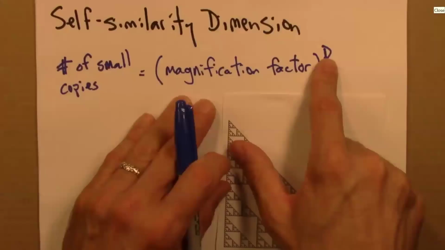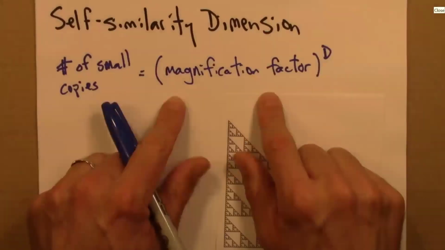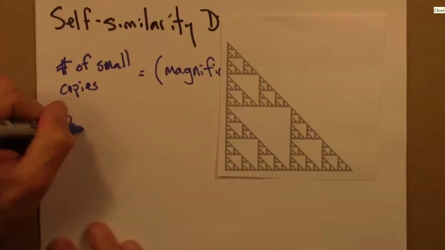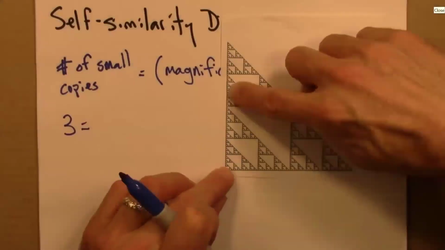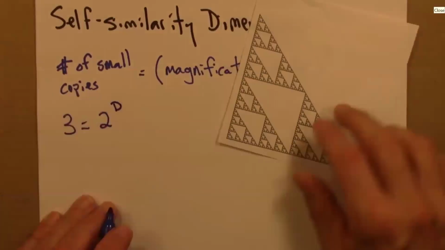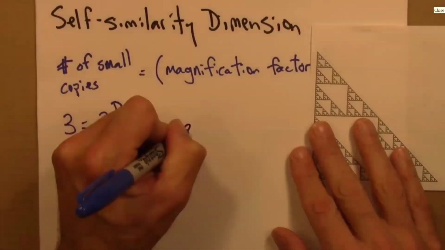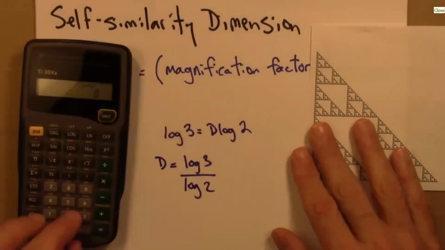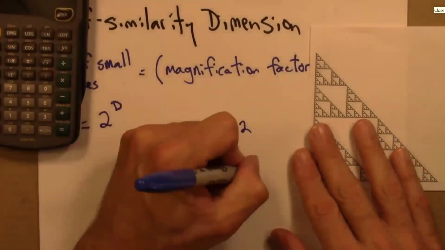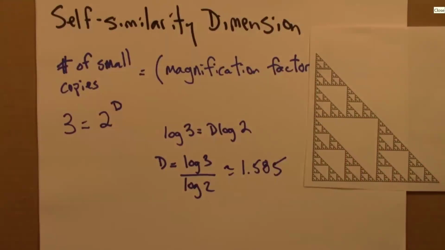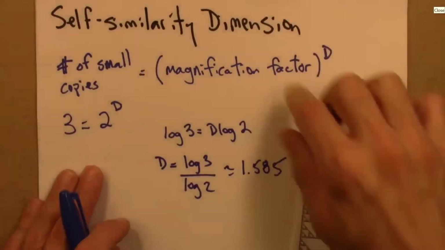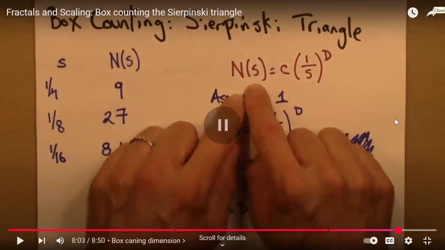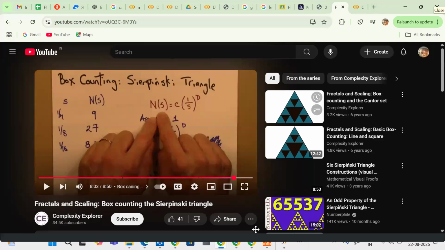The self-similarity dimension is given by D in this equation: the number of small copies in a large object is equal to the magnification factor raised to the power D, where D is the dimension. I already covered this with the triangle. We have 1, 2, 3 small copies, and the magnification factor is 2, stretching the small copy to the big one. So you can see there are these two methods, the self-similarity dimension and the box counting dimension. Now you see how they are related to each other.